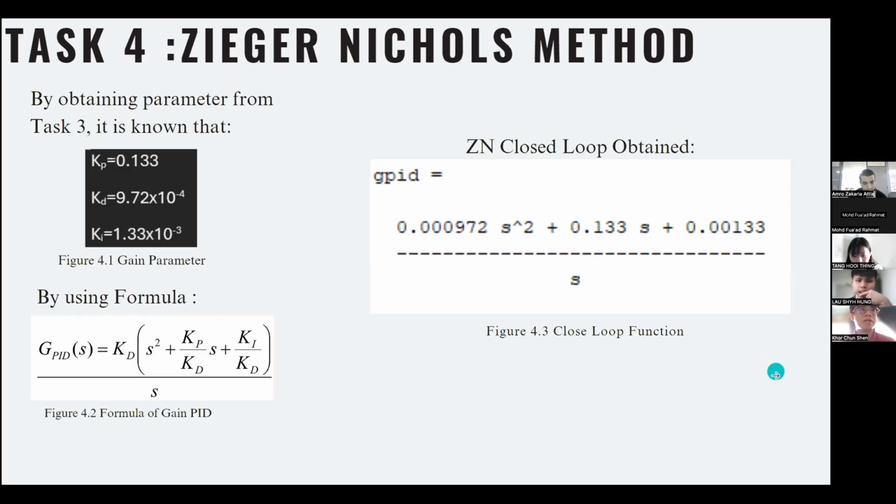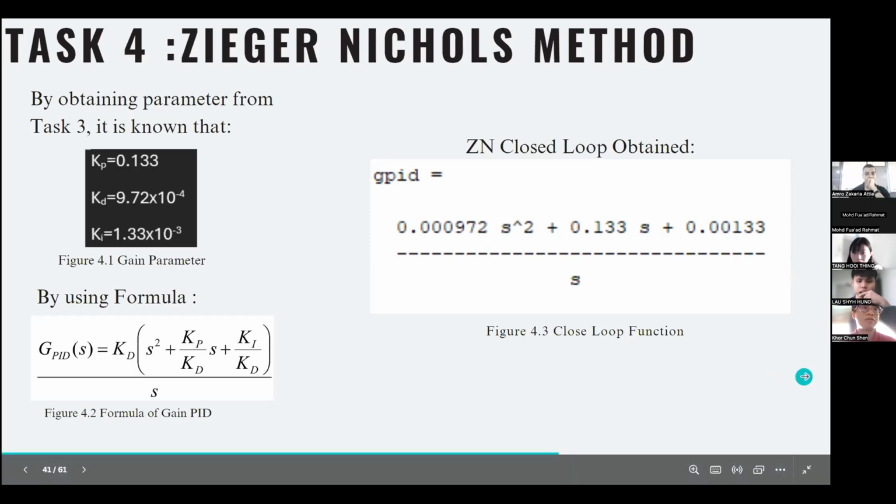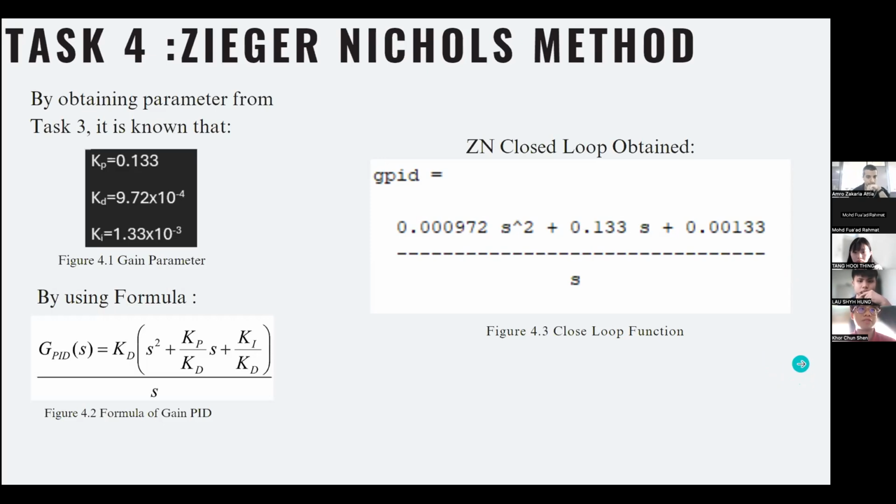From task 3, we obtain the values of three types of K, which Kp is about 0.133, Kd with 9.72 times 10 to the power of -4, and also Ki with 1.33 times 10 to the power of -3, as shown in figure 4.1. And then by using the formula of GPID, and plugging it into MATLAB, we obtain the closed loop function as shown in figure 4.3 inside the MATLAB.